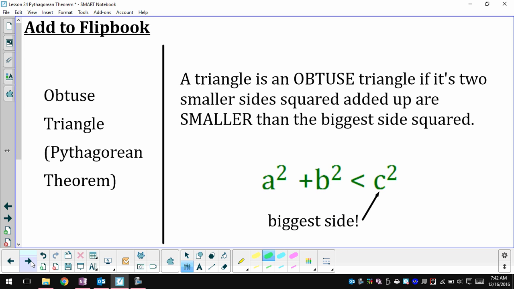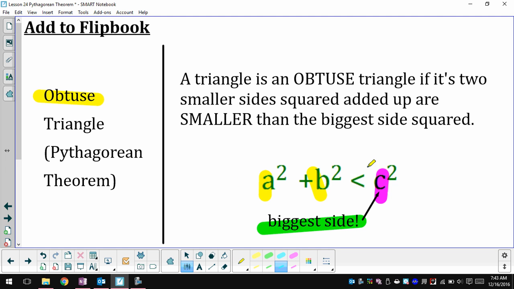So add this to your flip book as well. If we take the three side lengths of a triangle and we plug them into the Pythagorean Theorem, we put the two smaller sides in for a and b, and we put the biggest side for c, and both sides don't end up equal to each other, but we notice that c squared, the right side, the biggest side squared, is bigger than the two smaller sides squared added together, then we can confirm that we have an obtuse triangle. That means that we have one angle in that triangle that's bigger than 90.